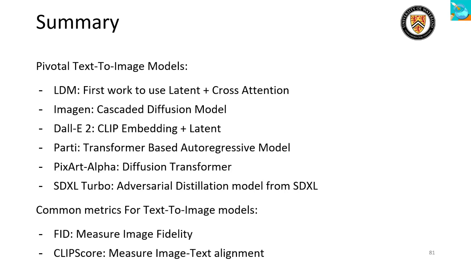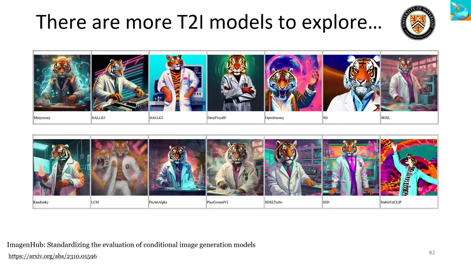We also covered some common metrics for text-to-image models, including Fréchet Inception Distance, which measures the image fidelity, and also CLIP score to measure the image-text alignment. In fact, there are more T2I models to explore. So you can see here there are more than the 6 papers that we just covered.